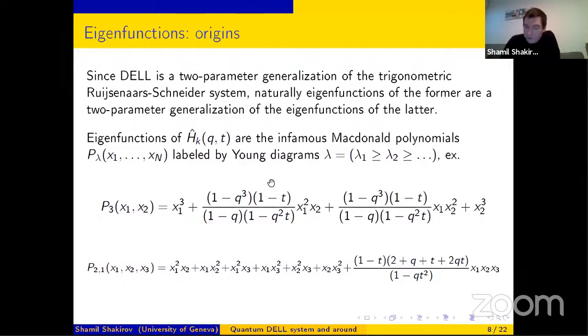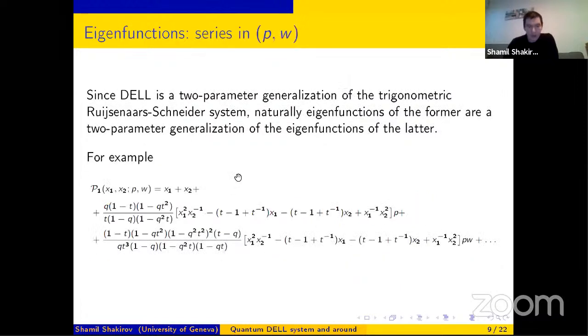elliptic model. And then when you switch on the p deformation, this polynomial is going to be turned into a Laurent polynomial, and you will have Laurent terms growing from both sides of this polynomial bounded by the degree in p. And this is the best that we know about elliptic eigenfunctions. This is an example of a double elliptic eigenfunction, actually.